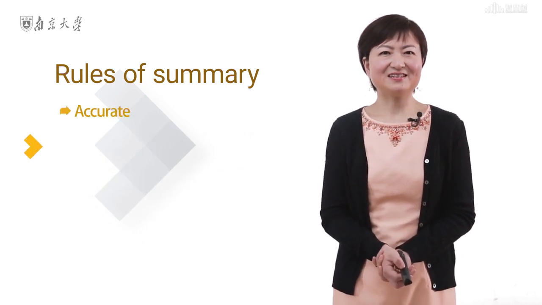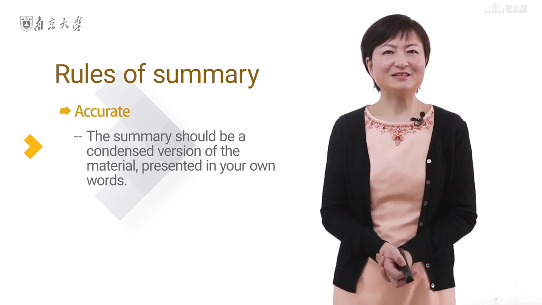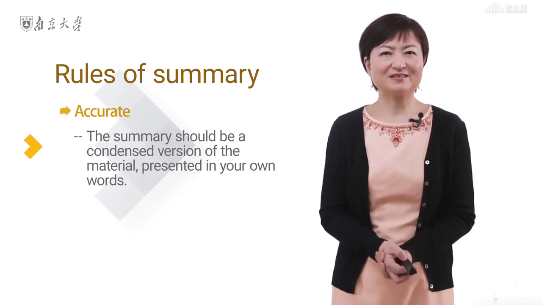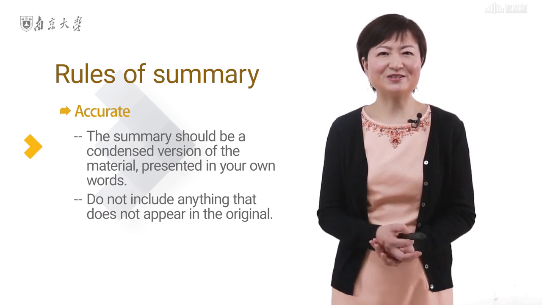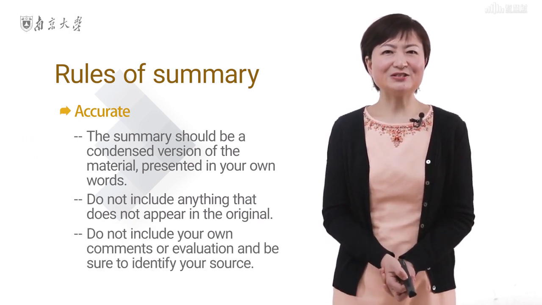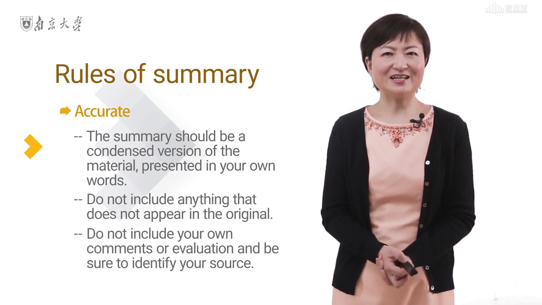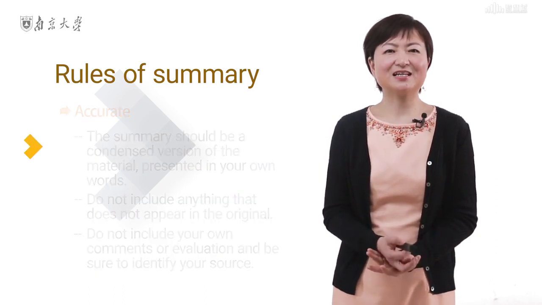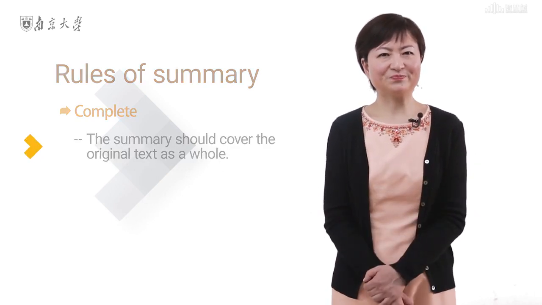Next, accurate. The summary should be a condensed version of the material, presented in your own words. When paraphrasing, do not make any changes to the original article or include anything that does not appear in the original. Do not include your own comments or evaluation, and be sure to identify your source. The summary should cover the original article as a whole.